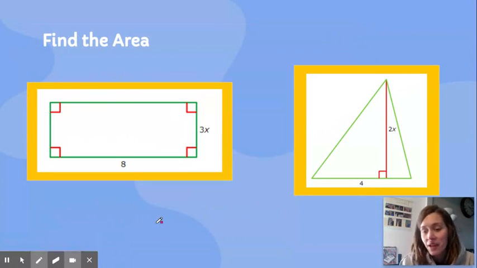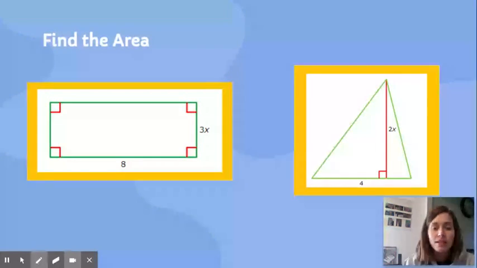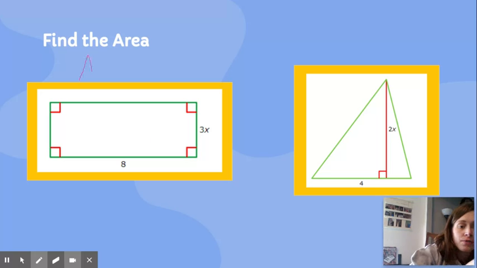Now, one way you're often going to be asked to multiply these monomials would be in examples like this, where you're given a shape and you're given the side lengths and you're asked to find the area. So let's look at this first example here. We have 8 as one side, 3x as another side, and we're asked to find the area of the rectangle. Well, we know to find the area of a rectangle, we just do length times width. You guys have been doing that for years now, right?